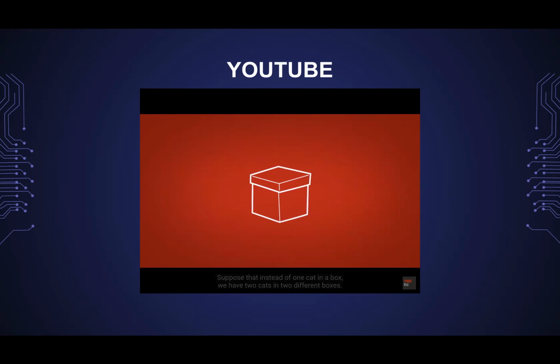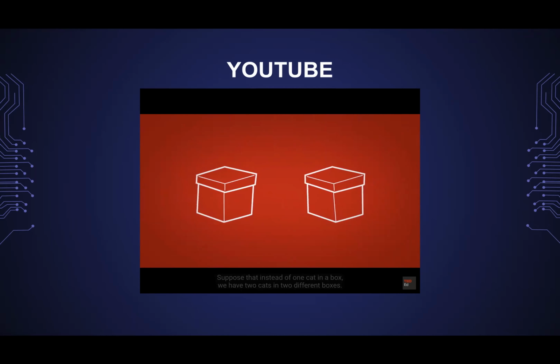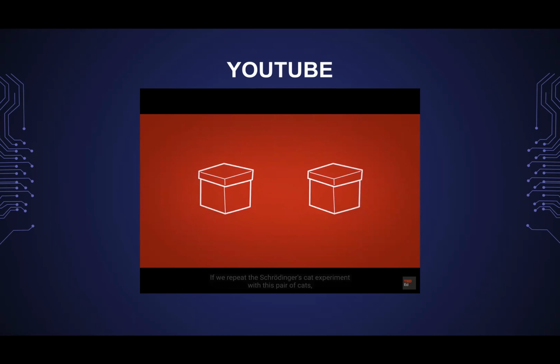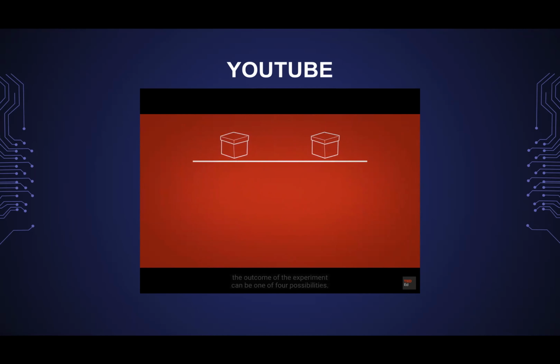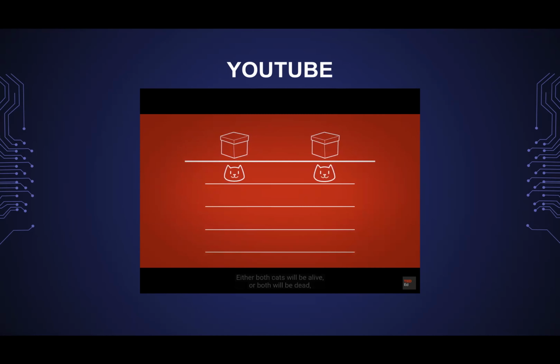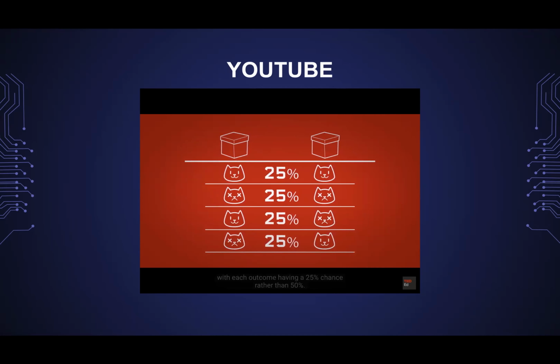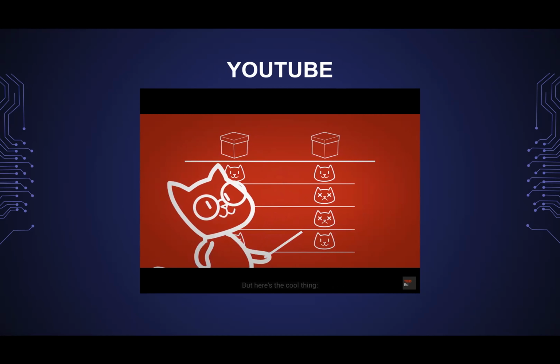Suppose that instead of one cat in a box, we have two cats in two different boxes. If we repeat the Schrodinger's cat experiment with this pair of cats, the outcome of the experiment can be one of four possibilities. Either both cats will be alive, or both will be dead, or one will be alive and the other dead, or vice versa. The system of both cats is again in a superposition state, with each outcome having a 25% chance rather than 50%. But here's the cool thing.